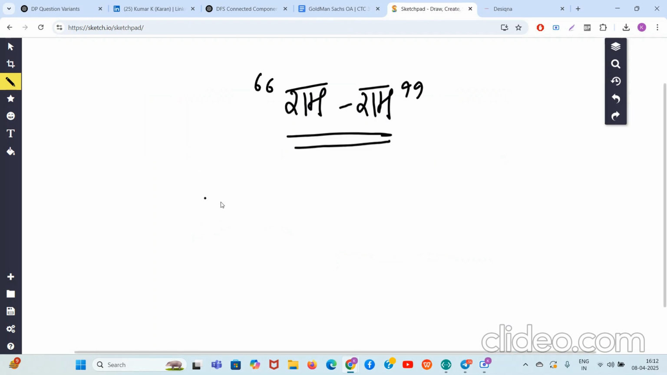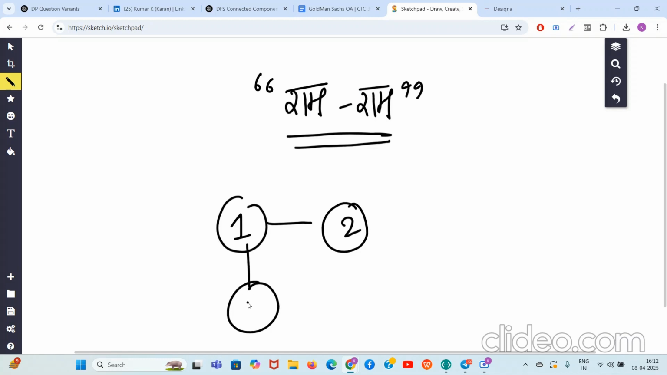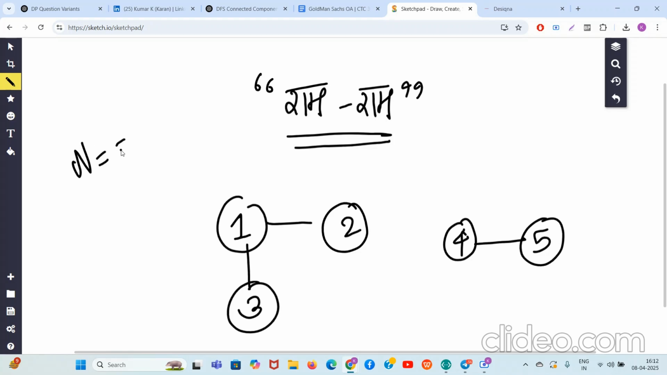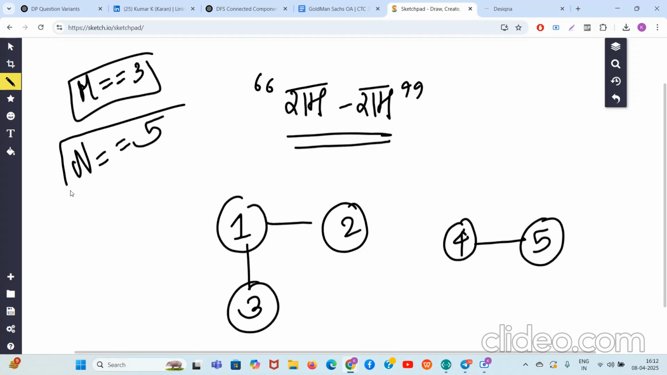So guys, if I give you this graph, can you tell me how many connected components are there? In this graph, first of all, how many edges are there? One, two, three. There are three edges. So m equal to 3. M is denoted by the edges. How many nodes are there? 5 nodes are there. So 5 nodes, and there are 3 edges. How many connected components are there?